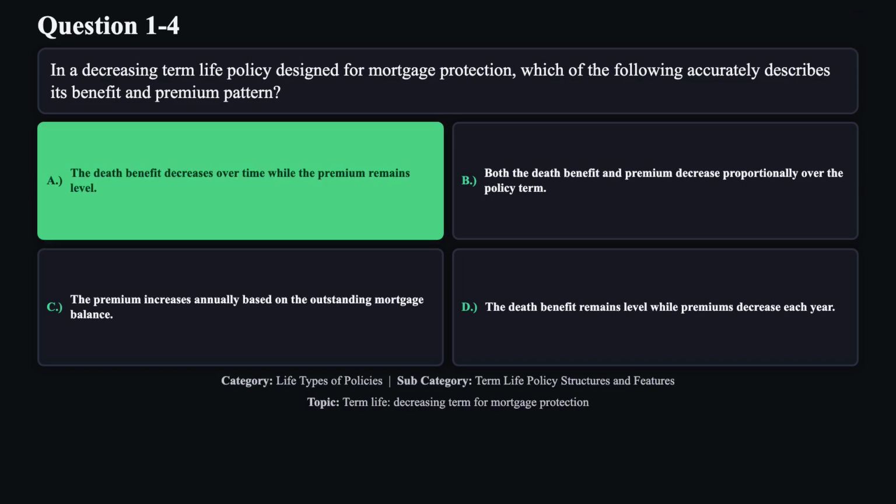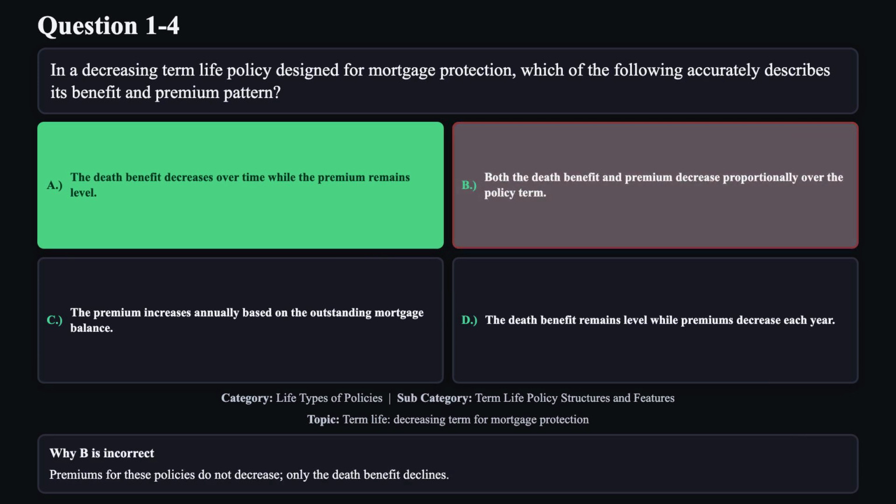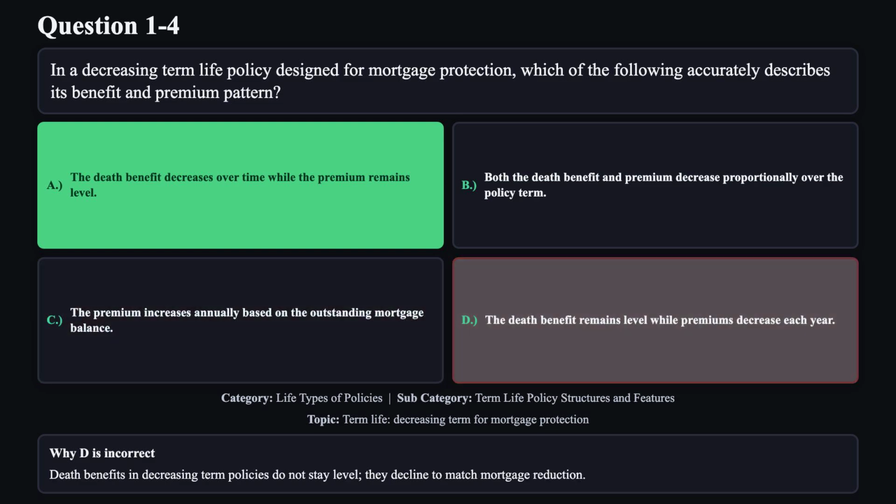The correct answer is A. Decreasing term policies for mortgage protection pay a death benefit that declines over time in line with the loan balance, while premiums stay flat throughout the policy term. Reason B is not correct. Premiums for these policies do not decrease. Only the death benefit declines. Reason C is not correct. Premiums are fixed and not linked to mortgage balances in decreasing term designs. Reason D is not correct. Death benefits in decreasing term policies do not stay level. They decline to match mortgage reduction.